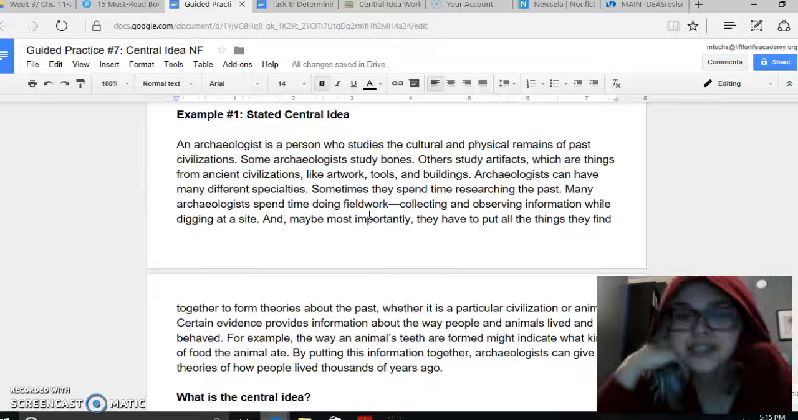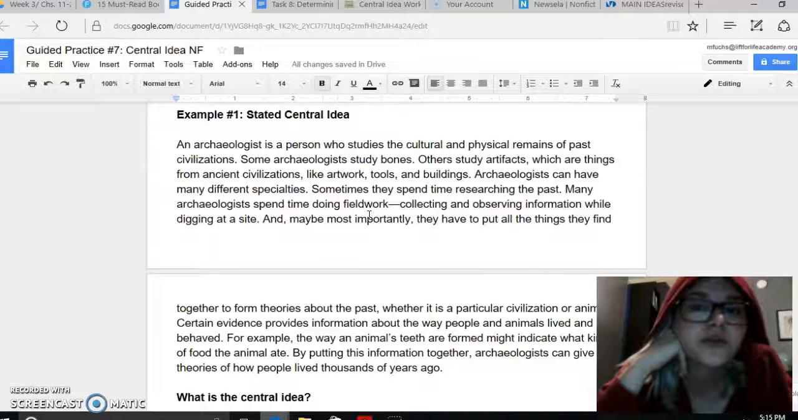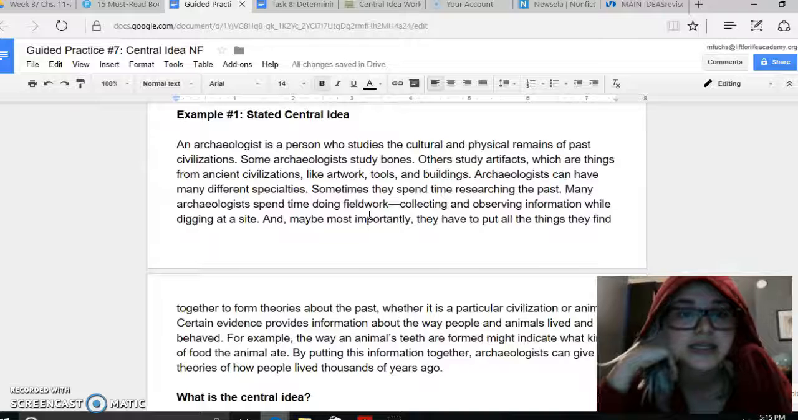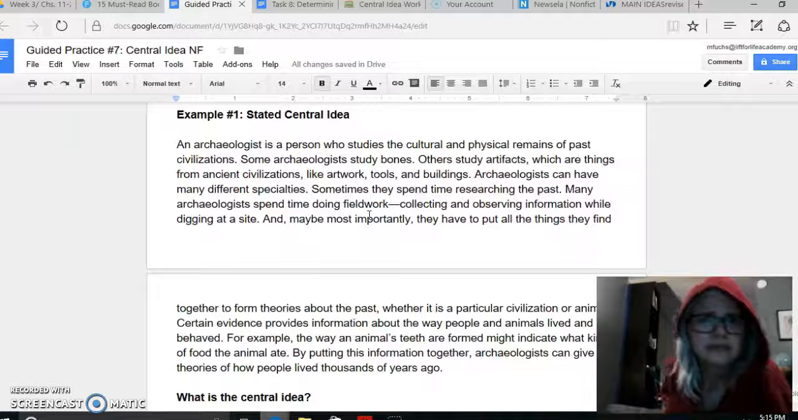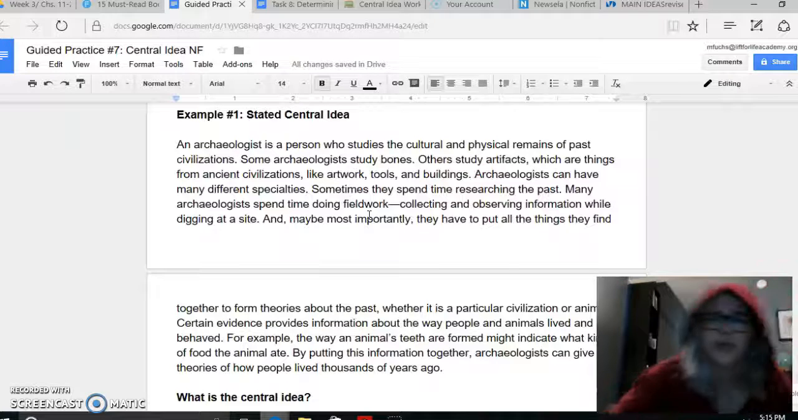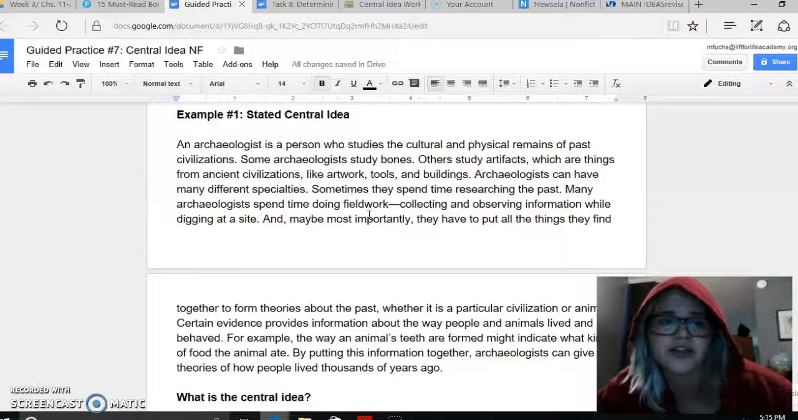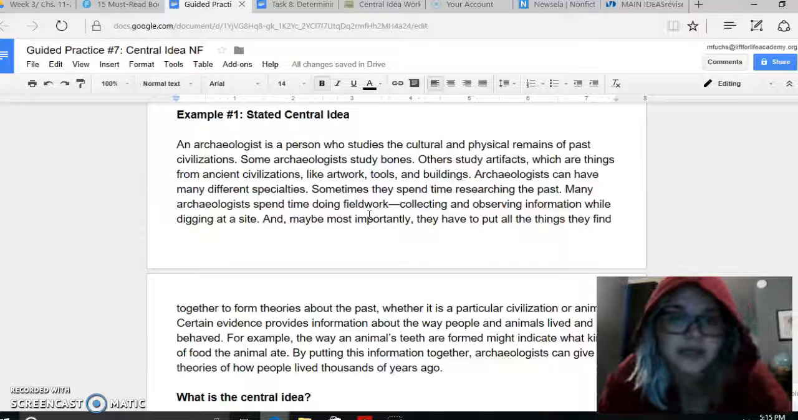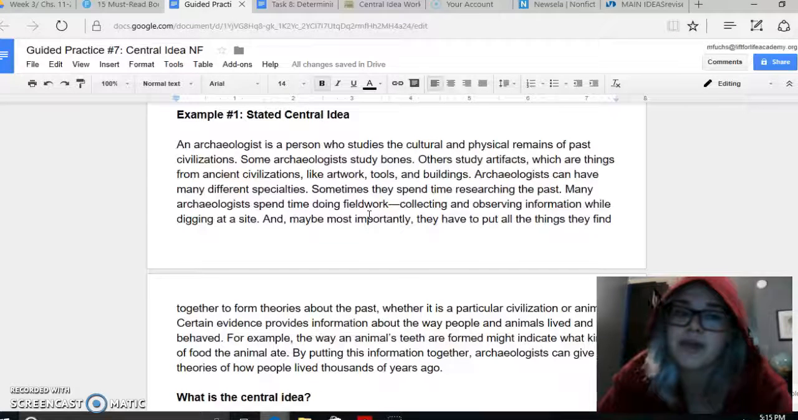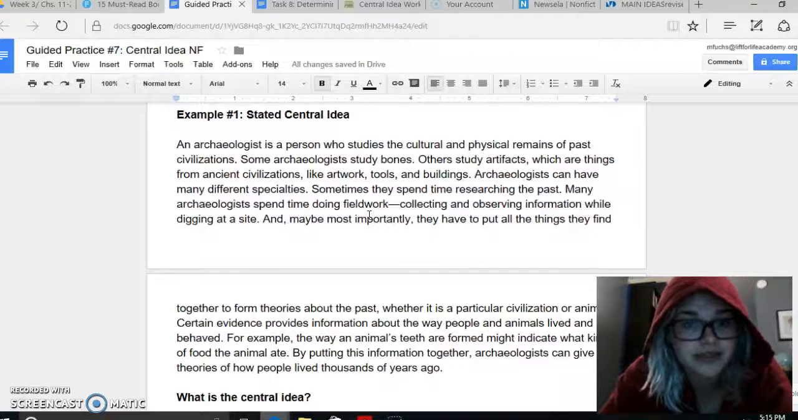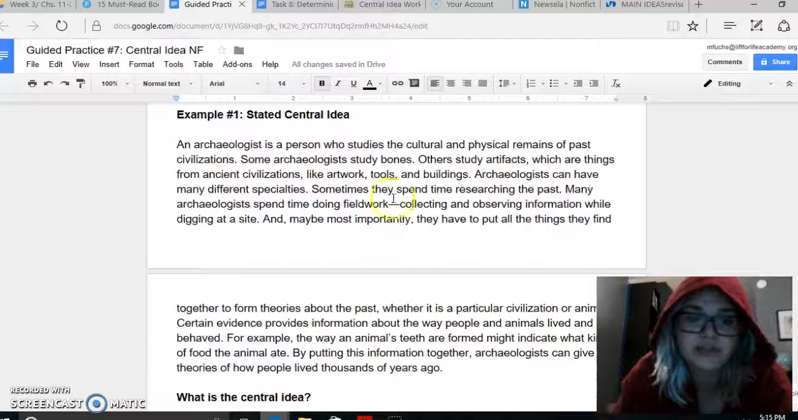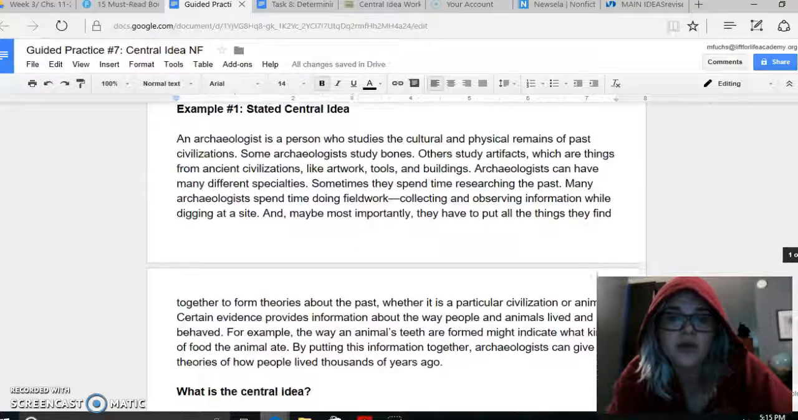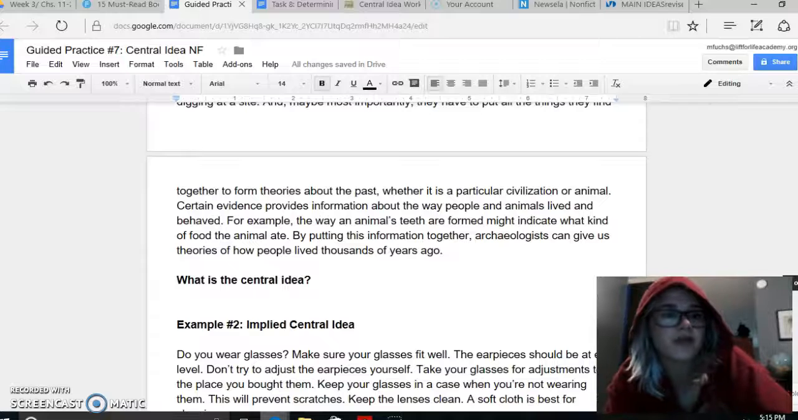An archaeologist is a person who studies the cultural and physical remains of past civilizations. Some archaeologists study bones, others study artifacts, which are things from ancient civilizations like artwork, tools, and buildings. Archaeologists can have many different specialties. Sometimes they spend time researching the past. Many archaeologists spend time doing field work, collecting and observing information while digging at a site. And, maybe most importantly, they have to put all the things they find together to form theories about the past, whether it's a particular civilization or animal.